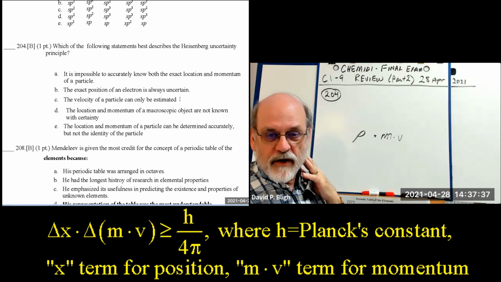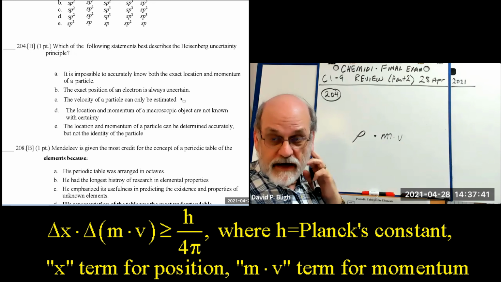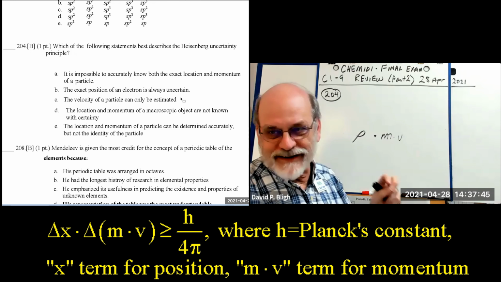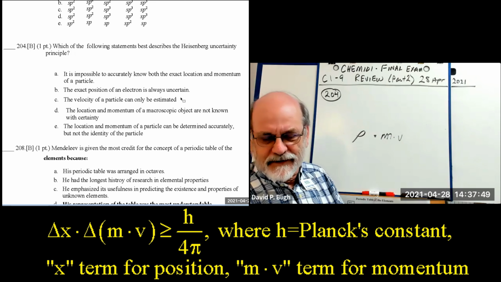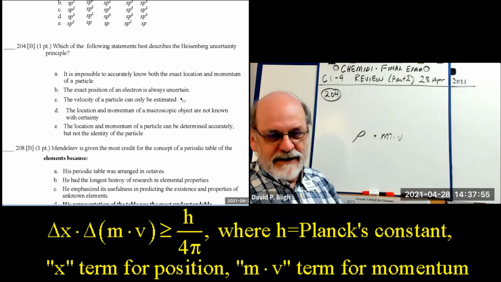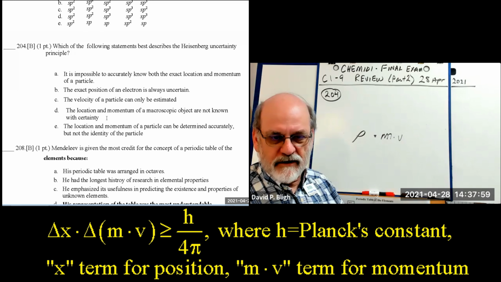The velocity of a particle can only be estimated. No, you can say how fast it's going. You just don't know where it is. That seems weird, doesn't it? You can measure the velocity of something, but you don't know where it's located. The location and momentum of a macroscopic object are not known with certainty.